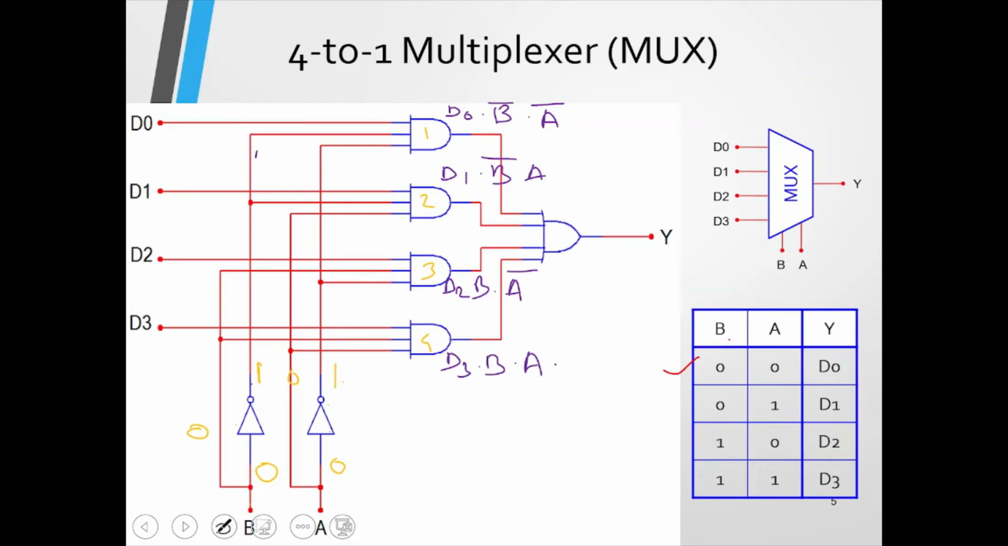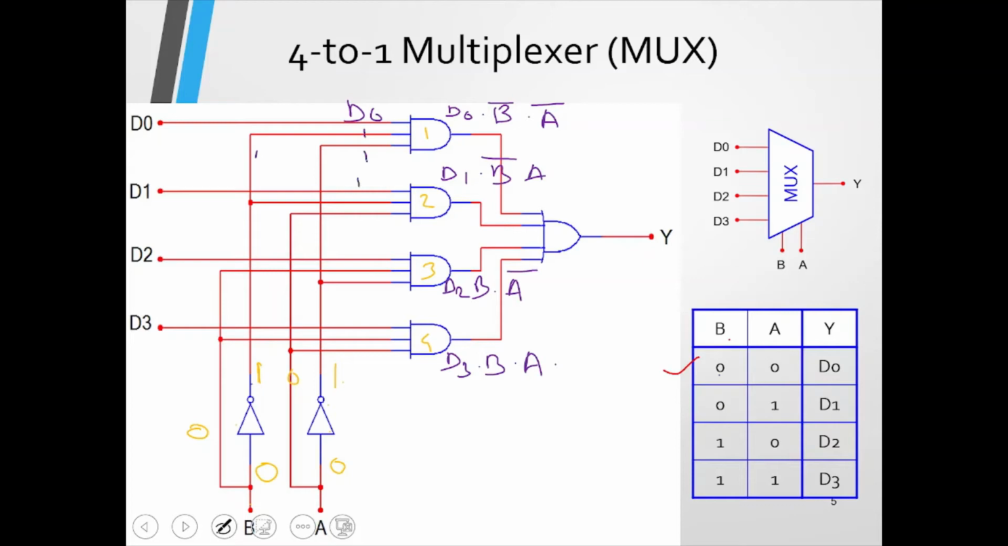Now look at the input conditions. Right now the inputs A and B are 0 0, and A bar and B bar are 1 1. Now accordingly we can write the inputs for all these 4 AND gates. See, the value of A and B is 0 0 and A bar and B bar is 1 1. See, this is D0. We are not writing any condition for D0, meaning whether it is 0 or 1. Now this is B bar and A bar. We know that B bar and A bar is 1 1. Right? B bar and A bar is 1 1.